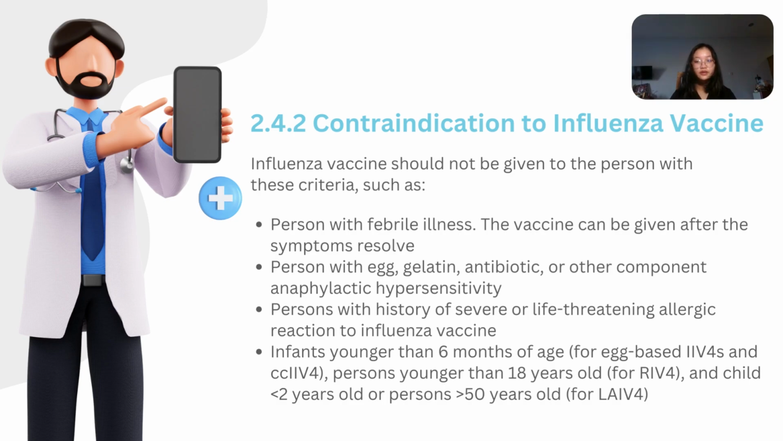I want to explain about the contraindications to influenza vaccine. Influenza vaccine should not be given to persons with these criteria, such as a person with febrile illness. The vaccine can be given after the symptoms resolve. And then persons with anaphylactic hypersensitivity to egg, gelatin, antibiotic, or other components. And then persons with history of severe allergic reaction to influenza vaccine.